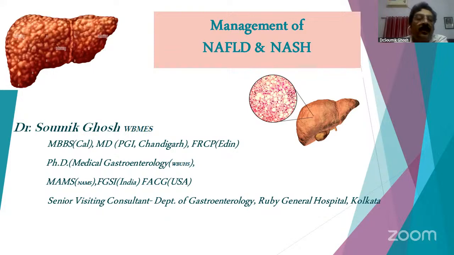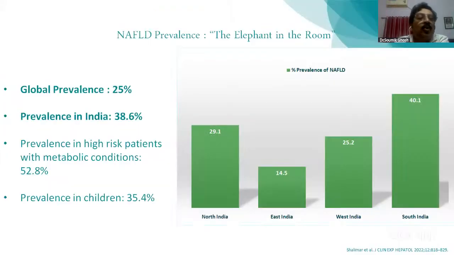Now I'm going directly to the topic. Today's topic is NAFLD and NASH. This is a global problem with a prevalence of 25%, because of our lifestyle, our food habit changes, and some other environmental changes. In India, it is even higher than the global prevalence. It's 38.6%.